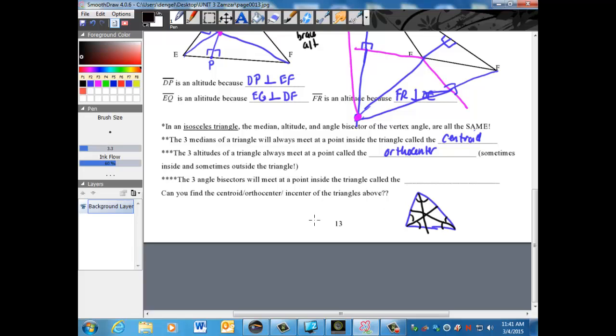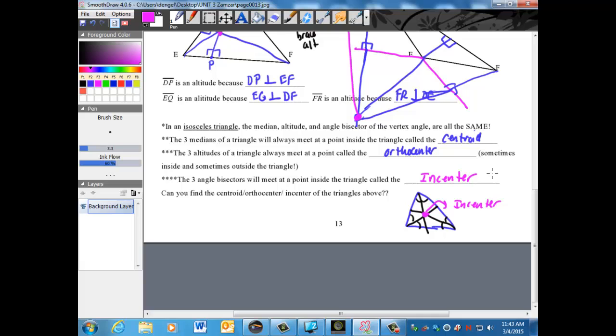And just like we've done on the previous 2 problems, the point of concurrency, where the 3 angle bisectors meet, is going to be called the incenter. So the 3 angle bisectors will meet at a point inside the triangle, and this time for the angle bisector it's called an incenter.